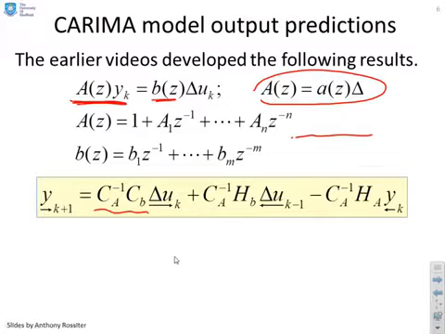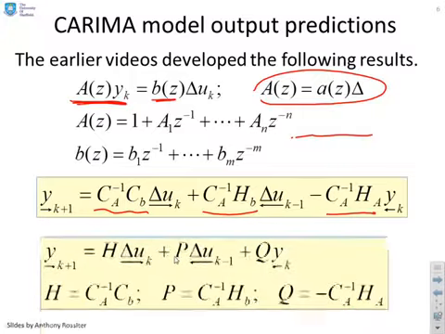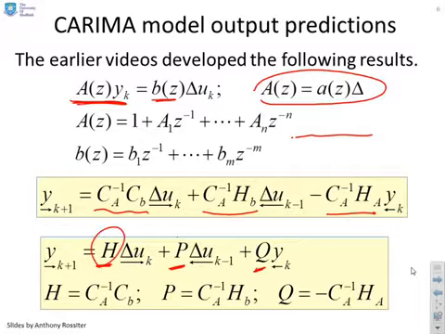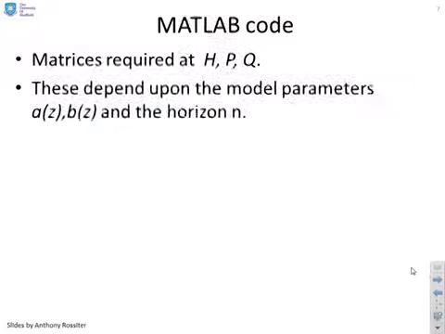You'll see CA inverse CB, where CA was a Toeplitz matrix, and that gives you essentially the H, a CA inverse times HP, and a CA inverse times HA. So you can get a more compact form. Call the first matrix H, the second matrix P, and the third matrix Q. Those names are obviously arbitrary, but what we're really interested in is getting H, P, and Q. Those are the prediction matrices. So we want H, P, and Q, and these depend on the model parameters A of z, B of z of our model, and the horizon ny.